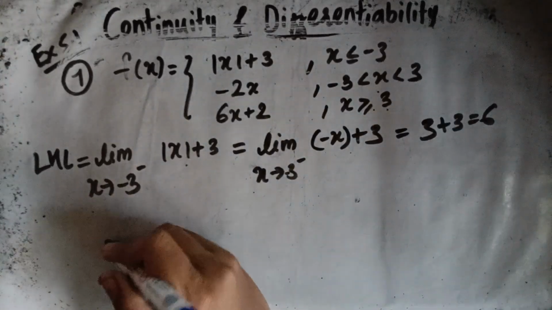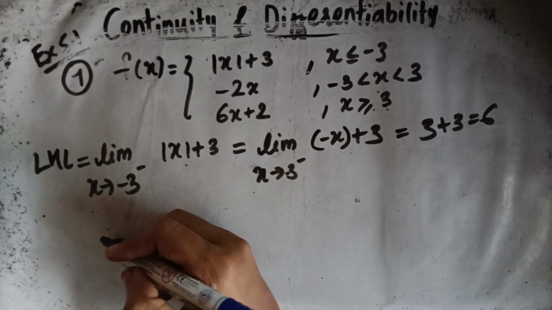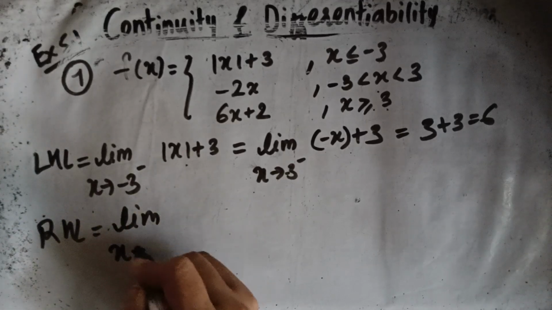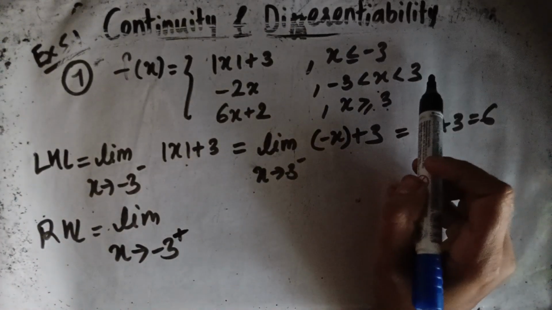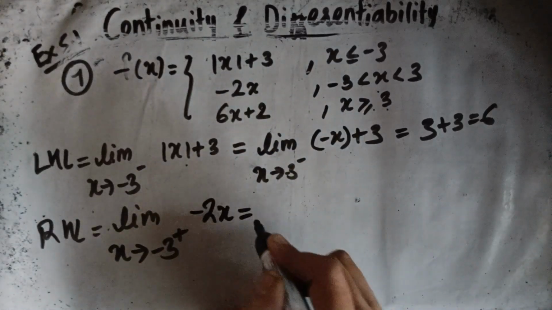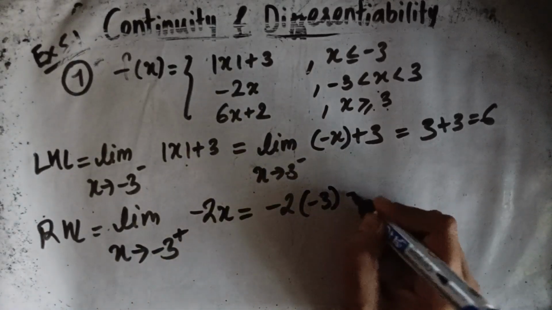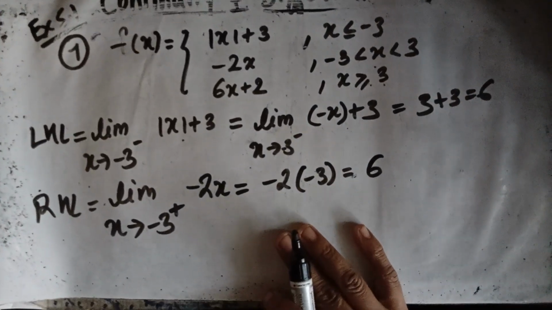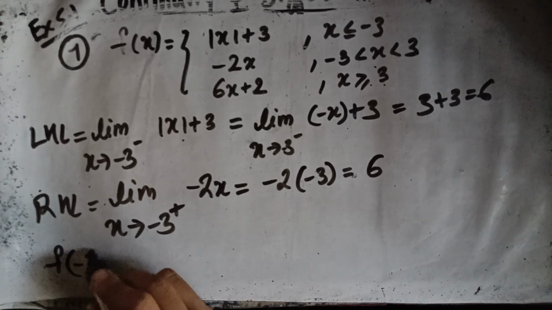Now we will be approaching from the right hand side, so the limit as x tends to minus 3 plus. For this we have to take the function minus 2x. So this is 6. And we have to find the value at minus 3.